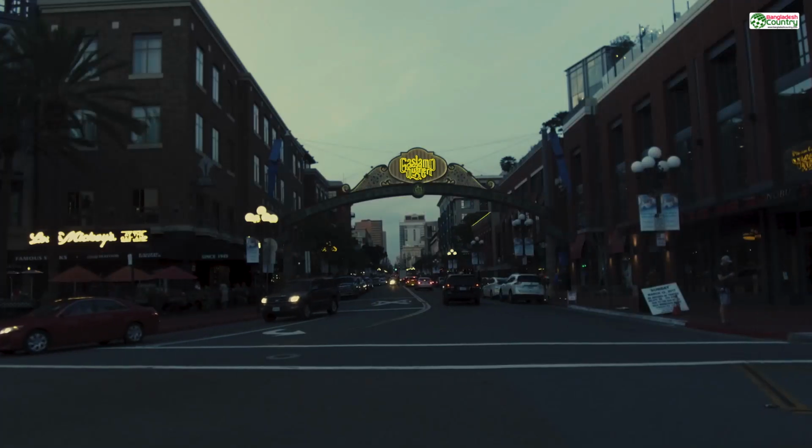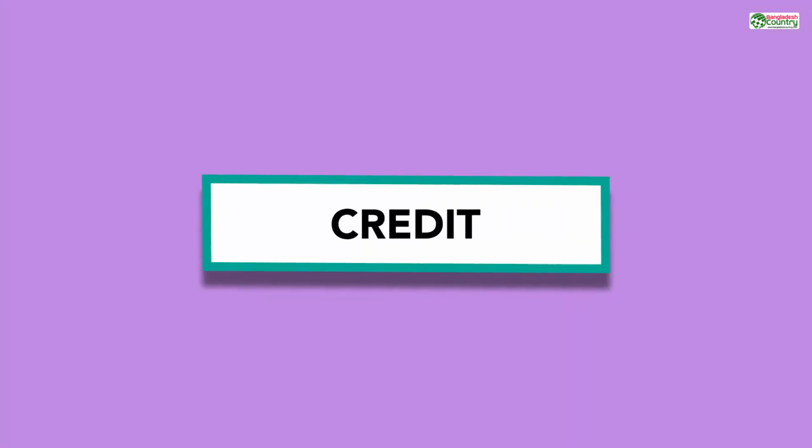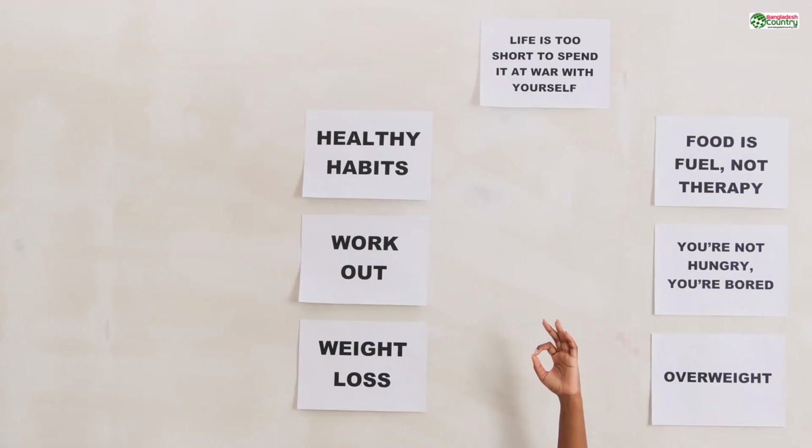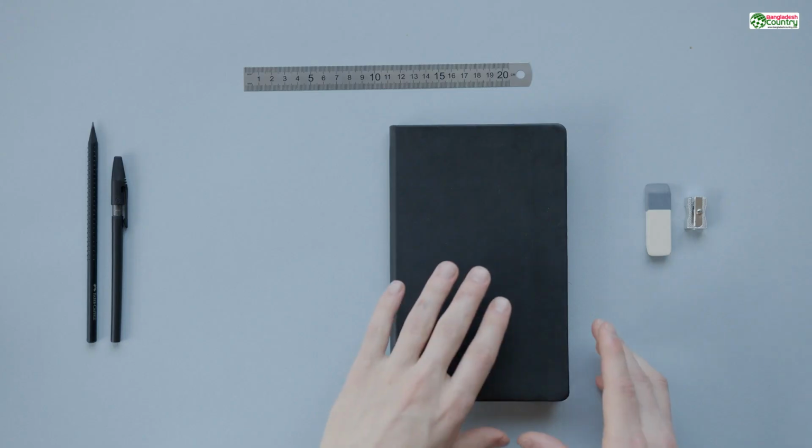A US quarter is about 24 millimeters in diameter. An inch is 25.4 millimeters. A standard credit card is about 85 millimeters long. When you start your project, your first thought shouldn't be, I want this to be 5 inches tall. It should be, I want this to be 127 millimeters tall. Embracing the millimeter is the first step to eliminating scale problems forever.